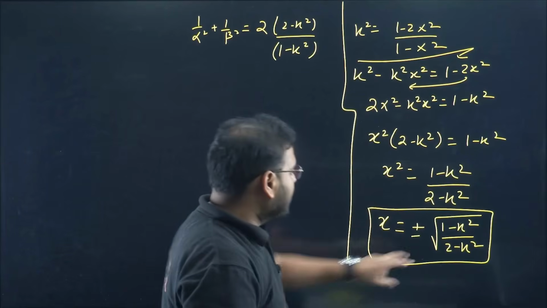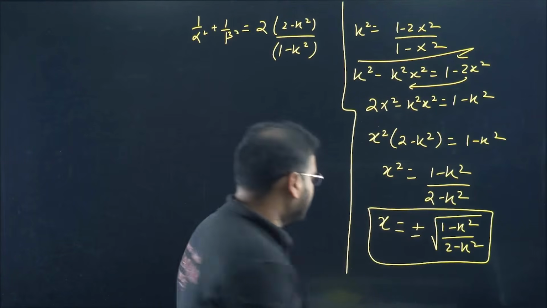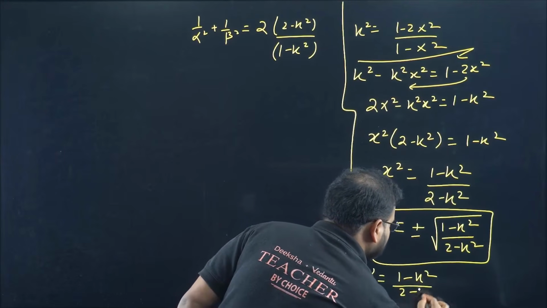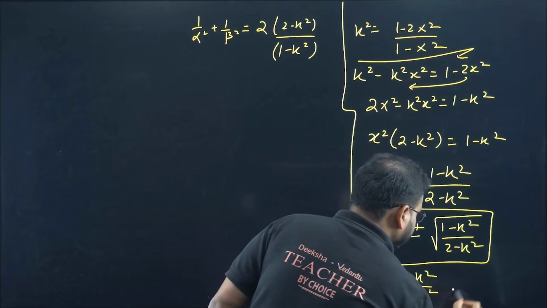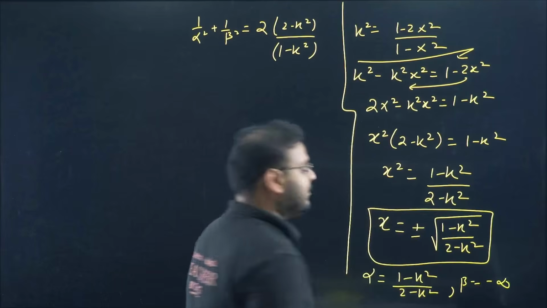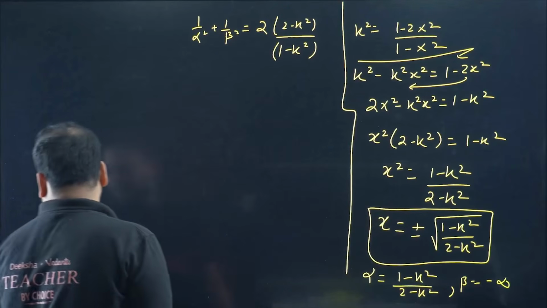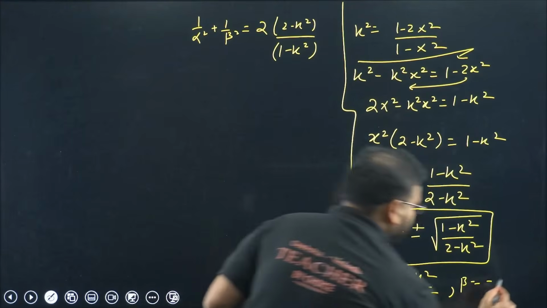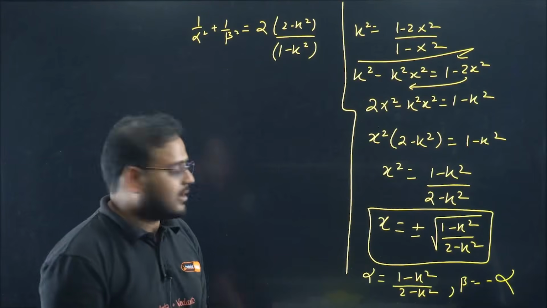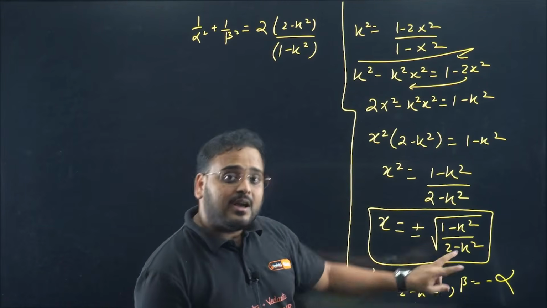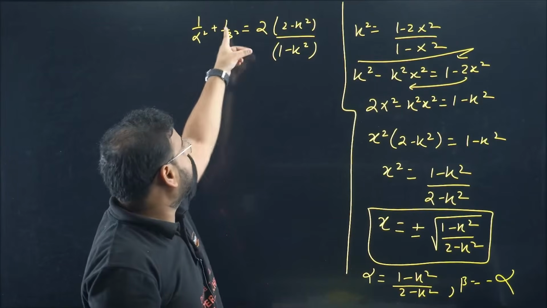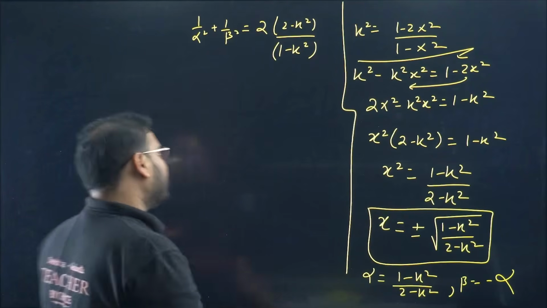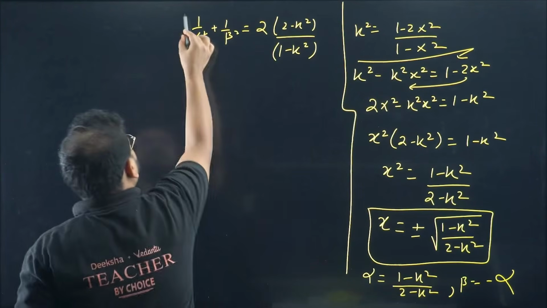How come? I'll repeat myself. You reciprocate because alpha is going to be what? Your alpha value is 1 minus k square upon 2 minus k square, and beta is simply negative of alpha. So if you take alpha square or beta square, both will become free of root and positive, and you have to reciprocate because they are saying 1 by alpha square and 1 by beta square. That's why 2 minus k square comes in the numerator and 1 minus k square goes in the denominator. Now this is one thing which is clear.